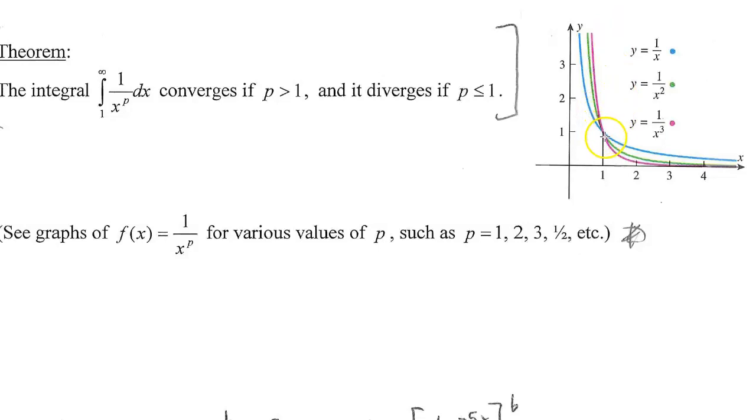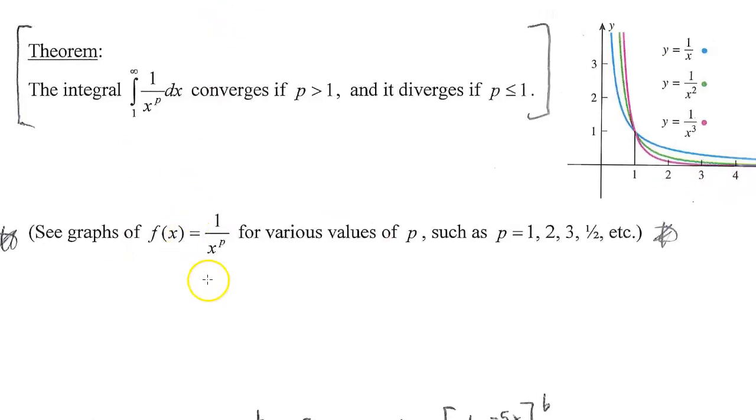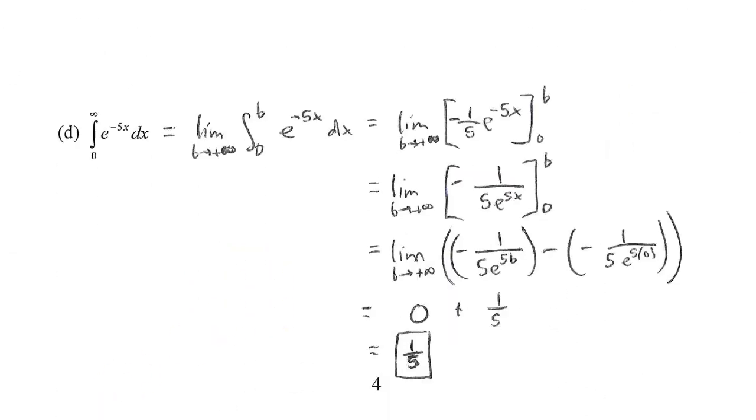The area underneath 1 over x is actually an infinite area. Okay, but the area underneath, that's the blue one. The area underneath the green one and the purple one, those are actually finite areas, right? Because our p here is 2 and 3, it's bigger than 1. If we did 1 over x to the 1/2 power, that function would be up here, and that would also have an infinite area from 1 to infinity. So it's maybe a good idea to graph on Desmos or whatever, 1 over x to the p for different values of p.